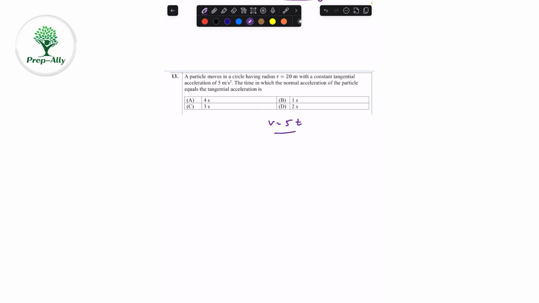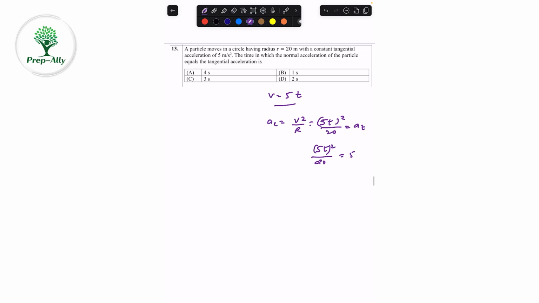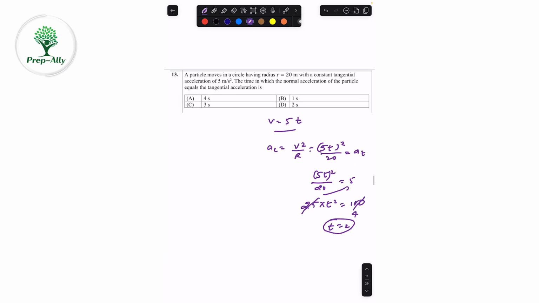So if it is moving with a tangential acceleration of 5, velocity at any time will be 5t. We know centripetal acceleration a_c is equal to v square by r, which will be equal to (5t) square by 20, and it has to be equal to tangential acceleration, which is 5. So (5t) square by 20 is equal to 5. Now 25 into t square is equal to 100, so t square is 4, t is equal to 2. So at t is equal to 2 seconds, they will be same. So D will be the answer, and this is how you can solve these types of questions.